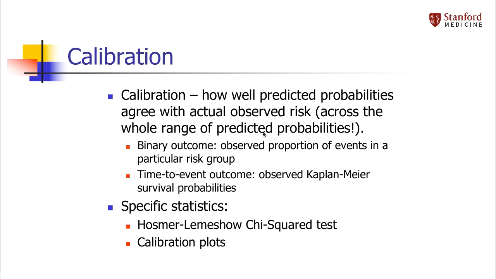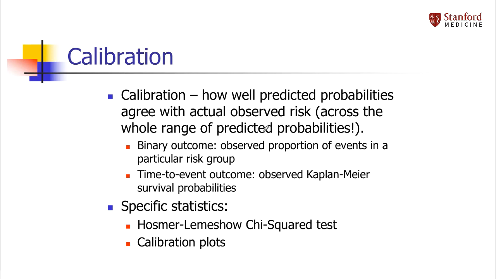What we just saw in the last graph starts to get at the idea of calibration. Calibration asks, how do the predicted probabilities of the event compare with the actual observed risk? If you have a binary outcome, the observed risk will be the proportion of people in a particular risk group who go on to develop an event. If you have a time-to-event outcome, to get that observed risk, you just use the observed Kaplan-Meier survival probability. Those will be the observed risks, and you can compare them to the predicted risks that you got from your model. That's calibration.